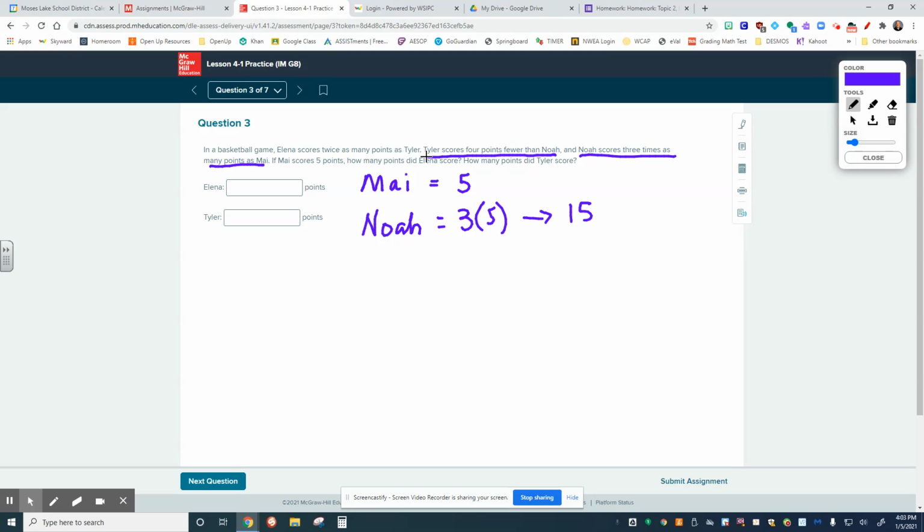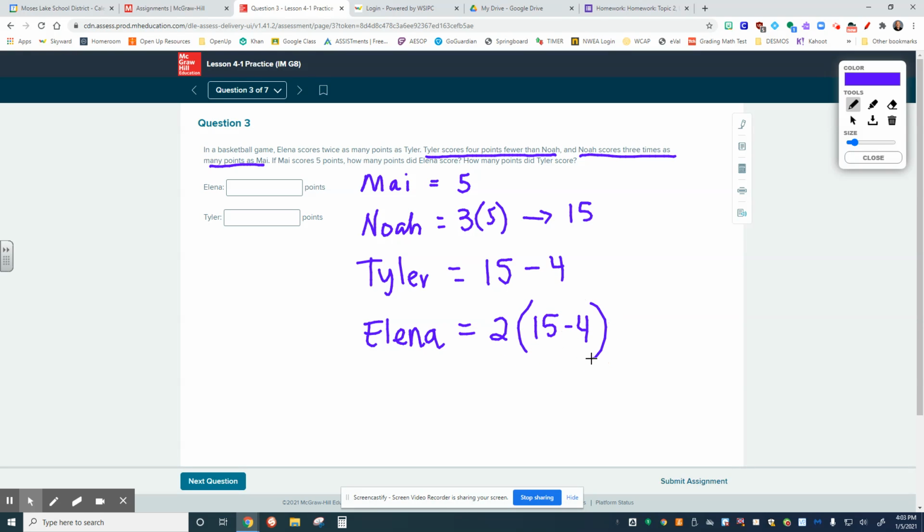So now all of a sudden we can talk about this. We could talk about Tyler, who is working off of Noah's score, 4 points fewer than Noah. And then we can go back and talk about Elena. And Elena's score is going to be twice as many points as Tyler. Simplify those, and you should have your answer.